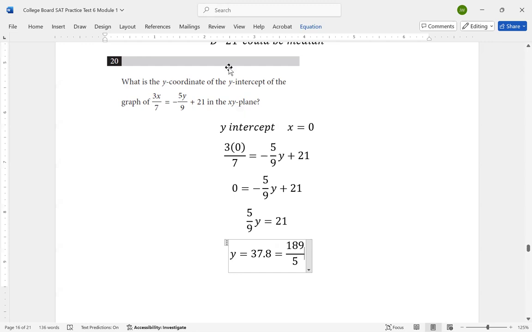Now, there are other ways to do this. You could have graphed this using a graphing calculator. That's another option, and find the y-intercept that way. I'm using algebraic techniques primarily.